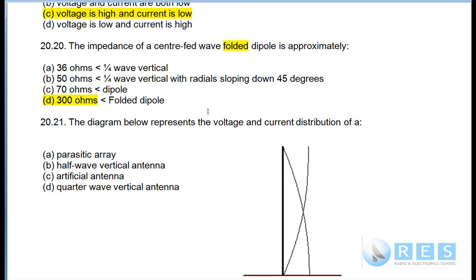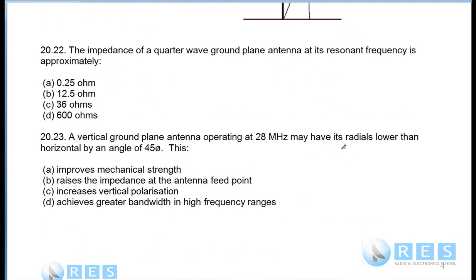20.21, the diagram below represents the voltage and current distribution of, it's half of what we had before, of the dipole up the top, so it's a quarter wave vertical antenna. This one would be the voltage, and this one would be the current. At the ends of an antenna, you always have high voltage and low current, because that's a high impedance. An open circuit is a high impedance.